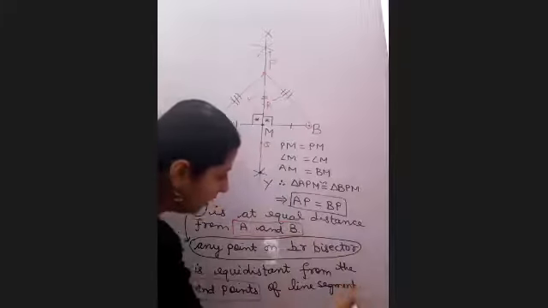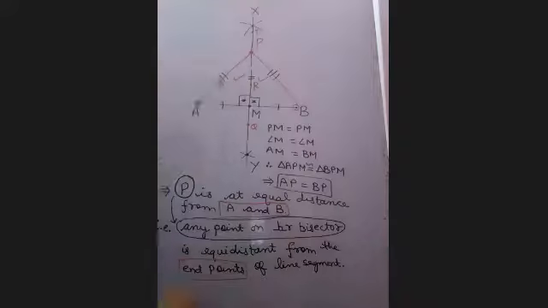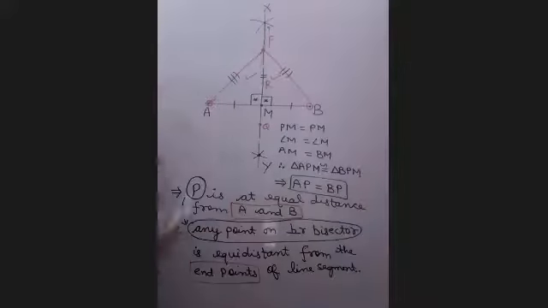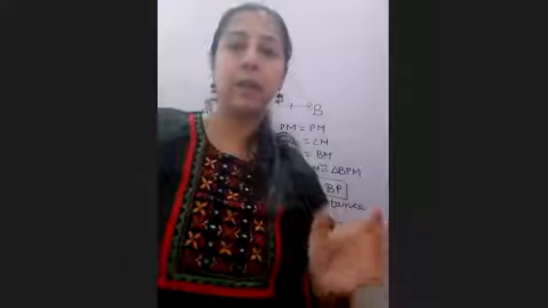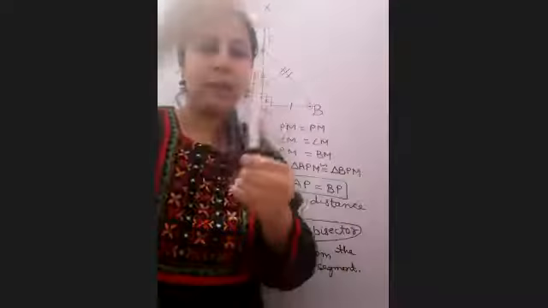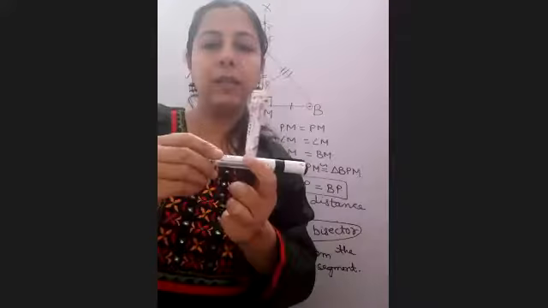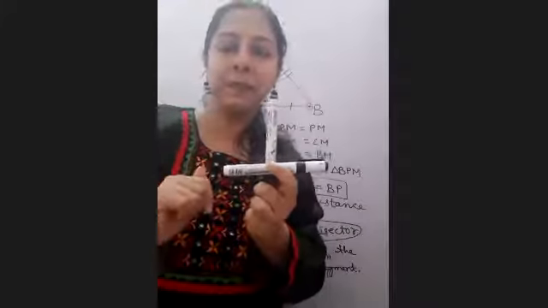Are you with me, children? Are you clear with this point? That any point on the perpendicular bisector, if you draw the perpendicular bisector of a given line segment, then you take any point on that line, that point will be at equal distance from the end points. Are you with me?